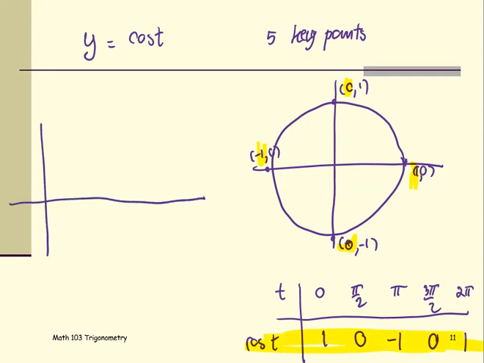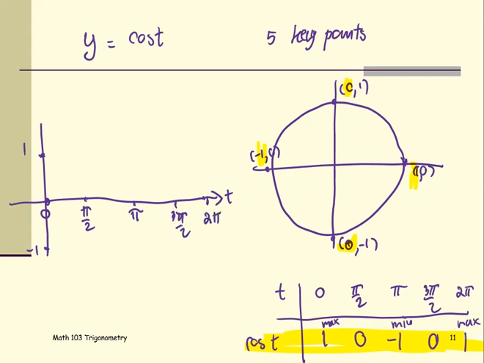As you see, the maximum is 1, which occurs at angles 0 and 2 pi, and the minimum occurs at angle pi. So the range of y equals cosine t will be between negative 1 and positive 1. Locate the scale for the horizontal axis as angle t from 0 to the next one, which is pi over 2, then pi, then 3 pi over 2, and then 2 pi.